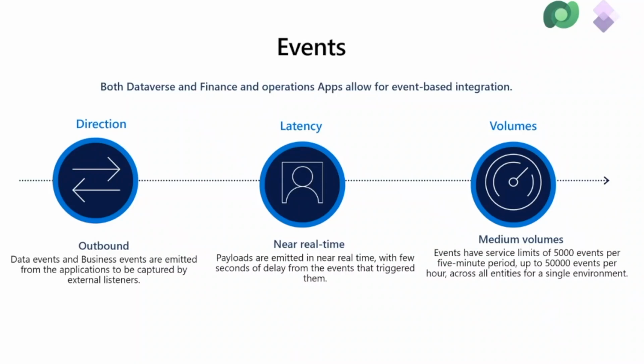For data integration scenarios, you can use data events. These are events that are based on changes to data in finance and operation apps. All of the standard and custom entities in finance and operation apps that are enabled for data can emit data events. You can activate an event from the data event catalog in F&O and associate it with an endpoint. The functionality of data events supports a burst rate of 5,000 events per 5-minute period, up to 50,000 events per hour across all of the entities for the environment. Finally, on this slide, data events and business events complement each other, and you can use both of these to deliver on your specific requirements.